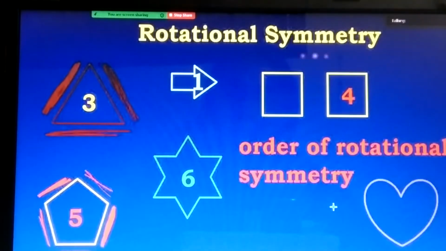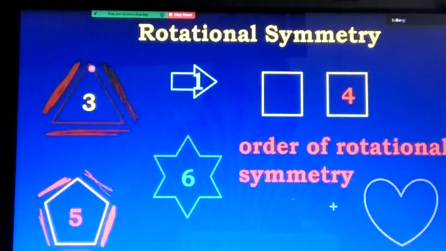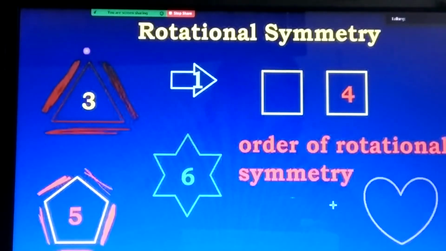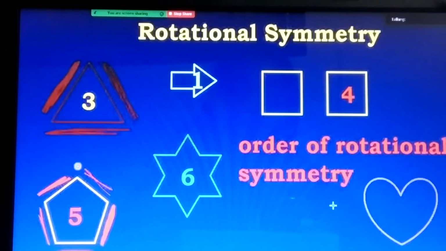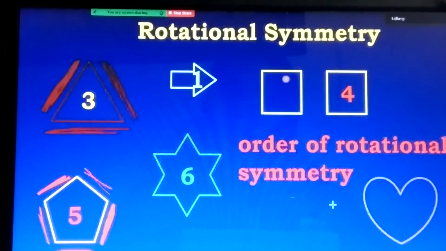Normally, how many axes of symmetry does a triangle have? For an equilateral triangle there are 3 axes of symmetry, so the rotational symmetry is also 3. If you take a pentagon, how many axes of symmetry? 5. So it's equal to the rotational symmetry. Square shape, how many axes of symmetry? 4. So the rotational symmetry is also 4.